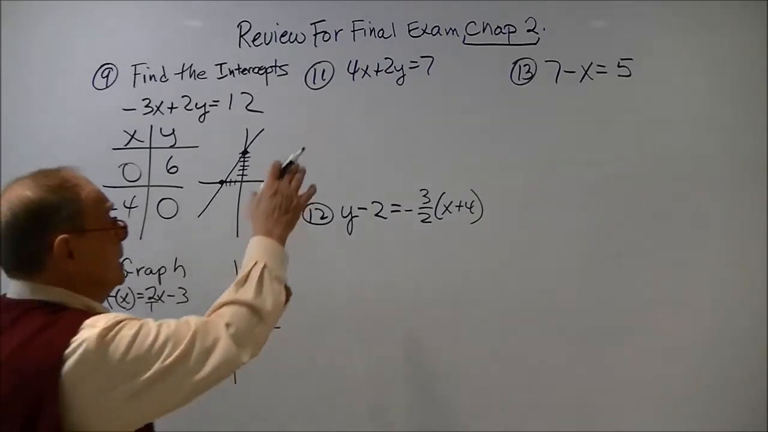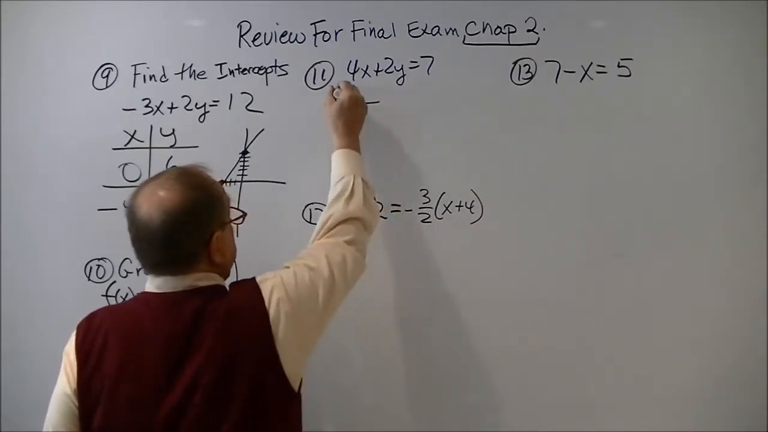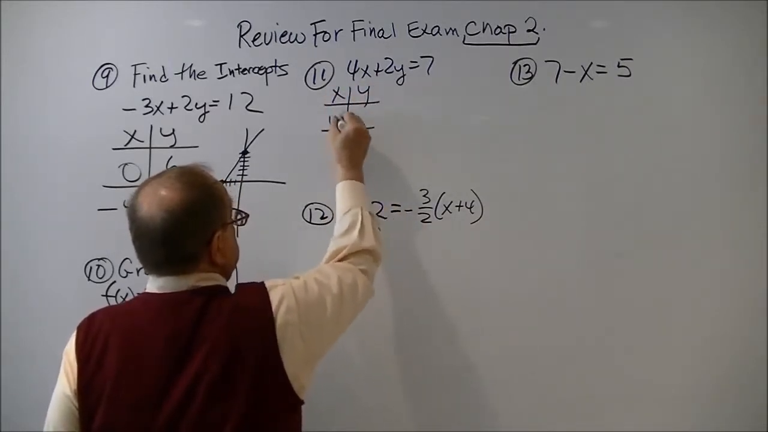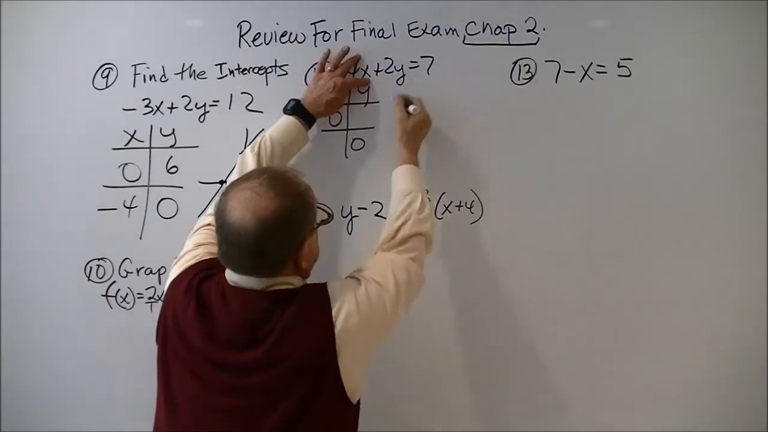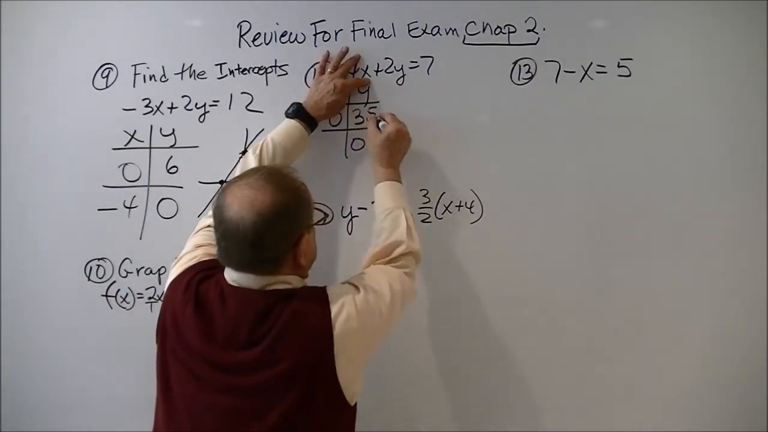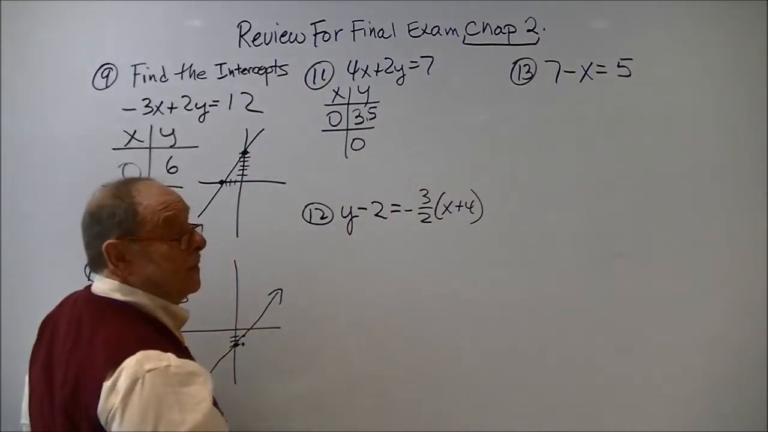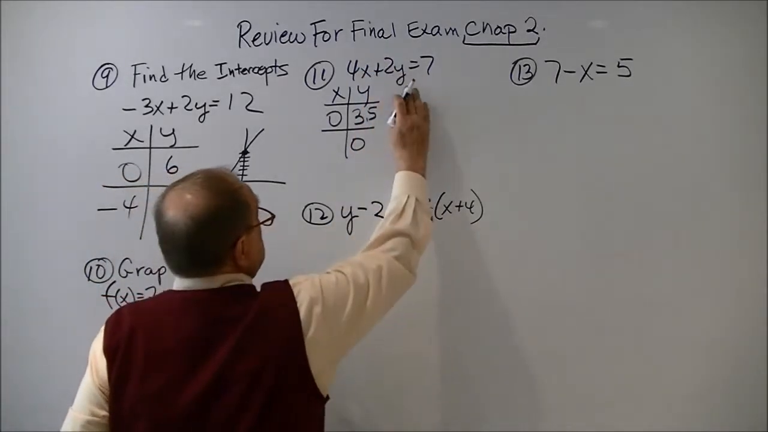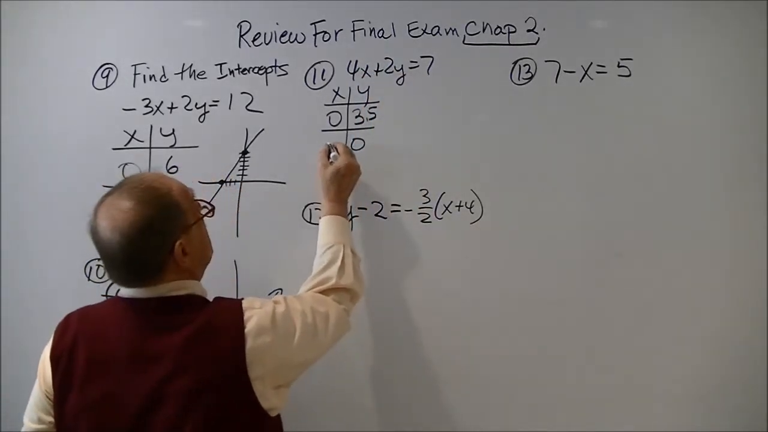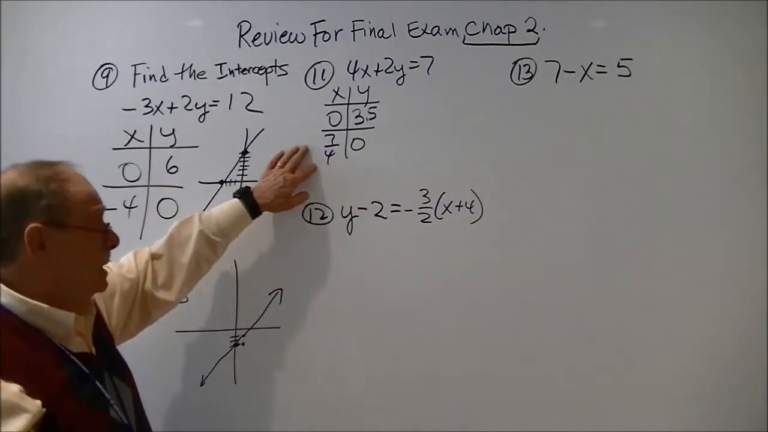And here, this one is in standard form. So again, I would strongly advise the x and y intercept t-chart. If x is 0, y is going to be 3.5, or 7/2. 3.5 is a little easier to graph. And if y is 0, this is going to be 7/4, which is almost an 8.